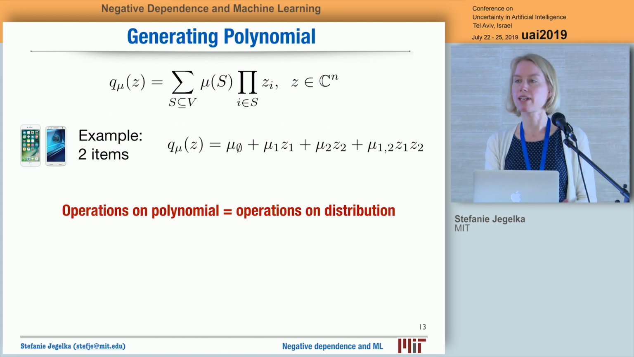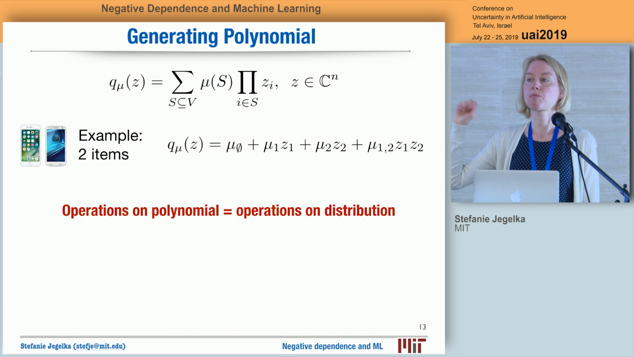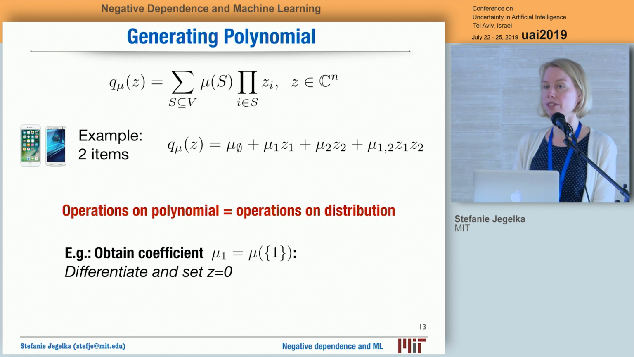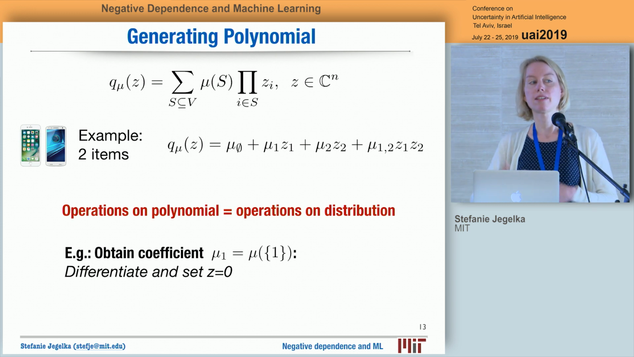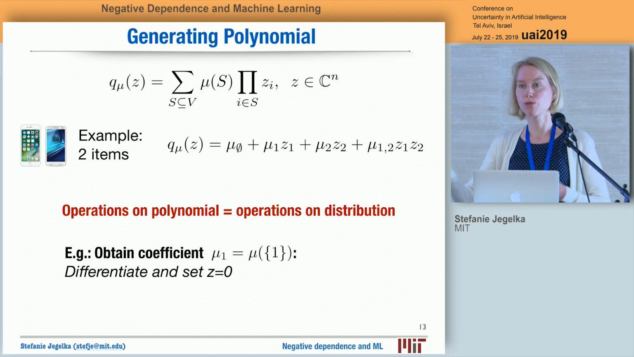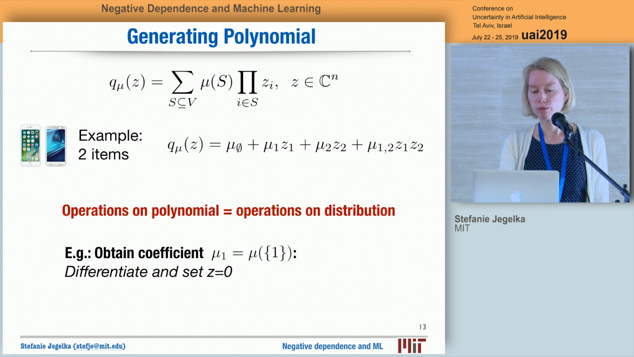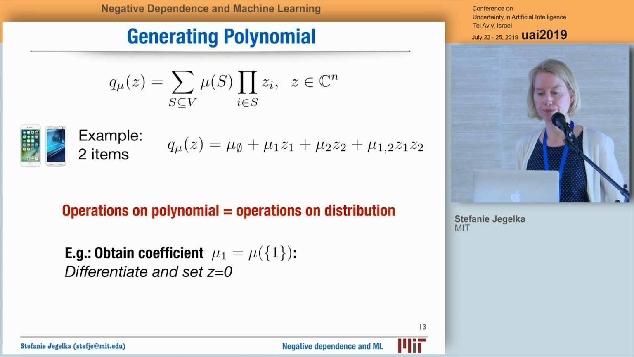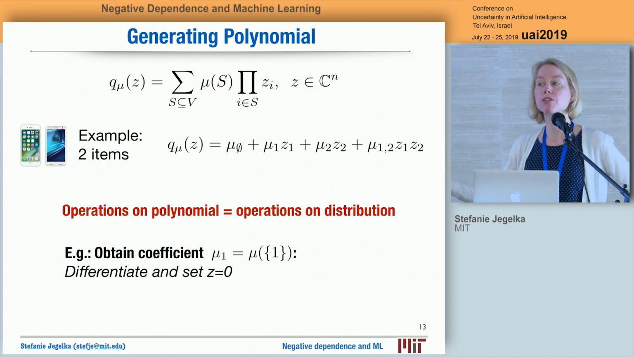To give you an idea with one simple example, let's say we wanted just the coefficient of Z1. That means: what's the probability of observing just item 1? One way you can pull out that coefficient is to take derivatives. So you take the derivative with respect to Z1, and you set all the arguments to 0. That's going to pull out the first coefficient. Many of these operations are just taking derivatives, setting arguments equal, setting arguments to certain values, etc. You can do more complex things, but that's one of them. So that just gives you an idea that operations on the polynomial directly correspond to operations on your distribution. As I said, properties of the polynomial potentially tell us about properties of the distribution.